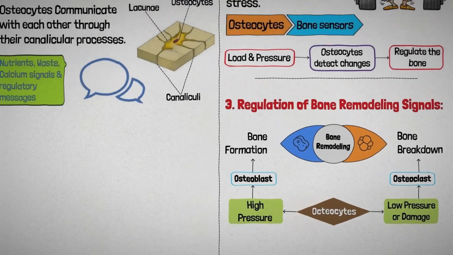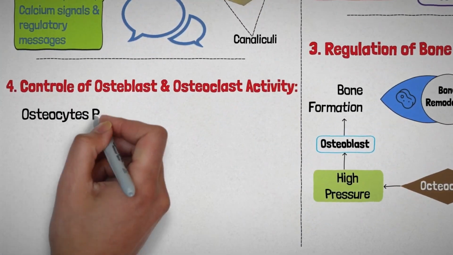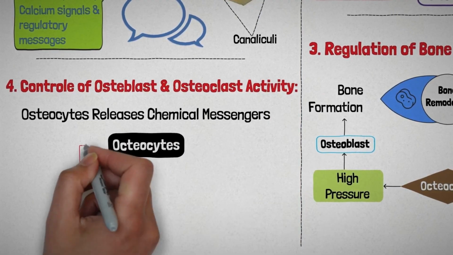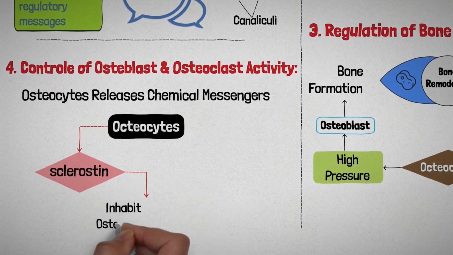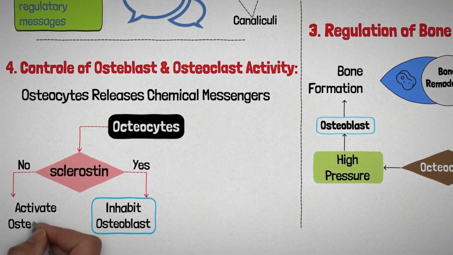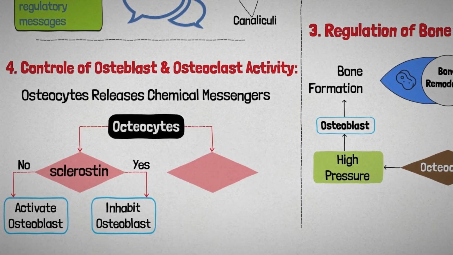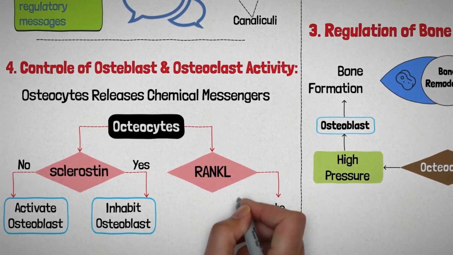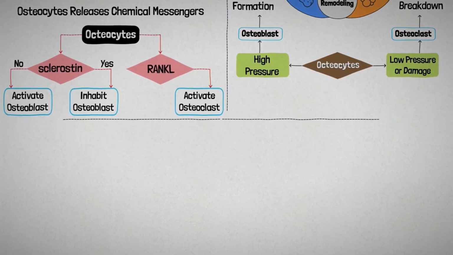Control of osteoblast and osteoclast activity. Osteocytes release certain specific molecules, that is, chemical messengers, which directly control the activity of osteoblasts and osteoclasts. One important molecule among these is sclerostin, which inhibits osteoblasts and slows down bone formation, and when it is released less, the opposite process occurs. Similarly, when bone resorption is needed, they produce molecules like RANKL to activate osteoclasts. Osteocytes act like traffic controllers, deciding when bone should be formed and when it should be broken down.